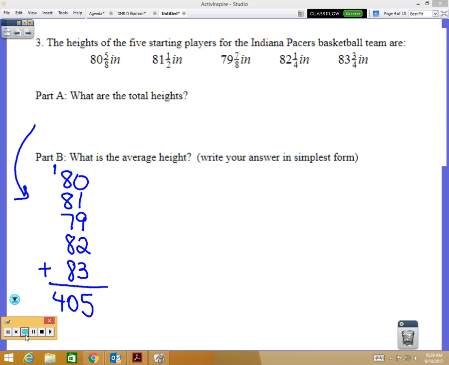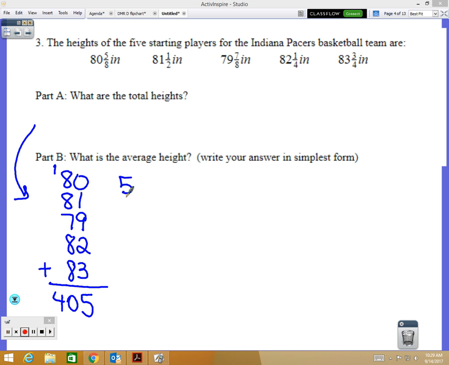All right, so once we have added our whole numbers, we can add our fractions. Now, some of these fractions have different denominators. So if I'm looking at the denominators, 8, 2, 8, 4, and 4, a common denominator of all of them, we can make all of them into denominators of 8.